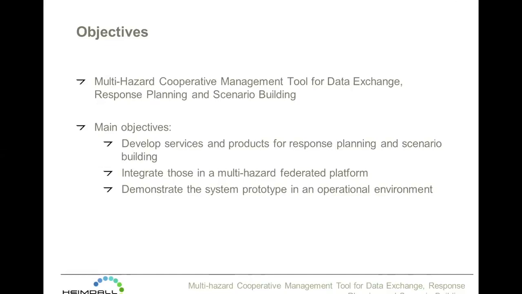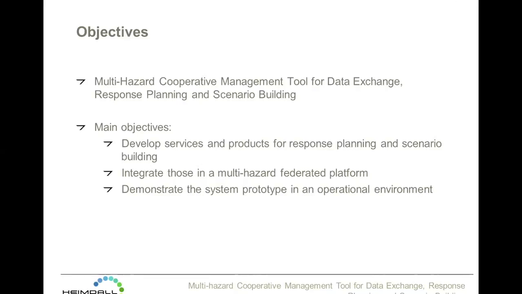The main objective of the project is to develop a series of services and products for response planning and scenario building, but not only for response planning and scenario building. Let's say that this would be the main focus, but the system is intended to address the different phases of the emergency management cycle, understanding mitigation and preparedness, response, and recovery. And for that, we will have a series of tools which are going to be integrated into a multi-hazard federated platform that we will see in the next slides.